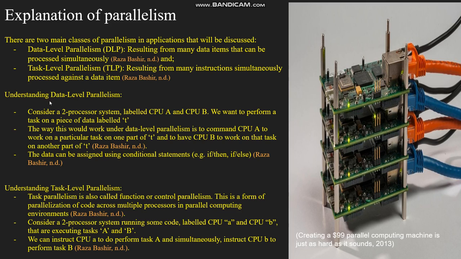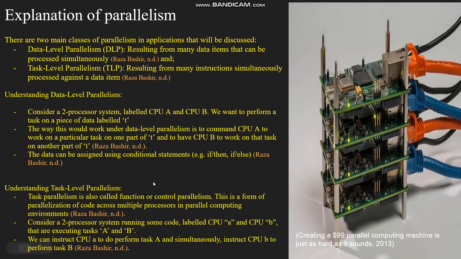Understanding data level parallelism would be if we consider a two-processor system labeled CPU A and CPU B, and we want to perform a task on a piece of data labeled T. The way this would work under data level parallelism is to instruct CPU A to work on a particular task on one part of T, and to have CPU B work on that task on another part of the data T. The data can be assigned using conditional statements like if then or if else.